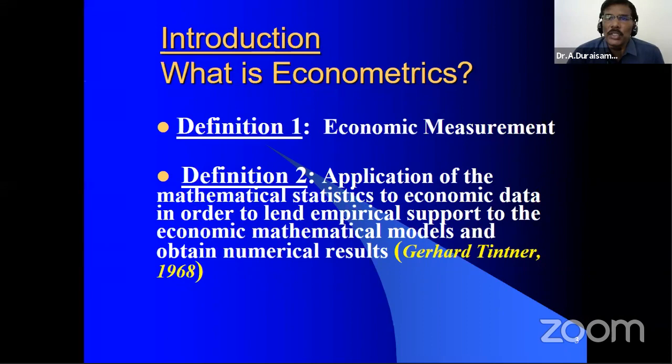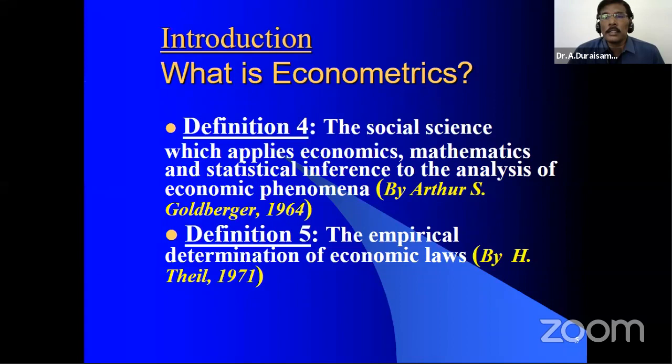A better definition, given by Tintner, is that it is simply an application of mathematical statistics to economic data in order to lend empirical support to the economic mathematical models and obtain results. It is a social science. Econometrics is a social science which applies economic theory, mathematics, and statistical inference to the analysis of economic phenomena.